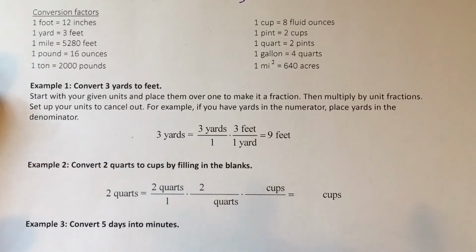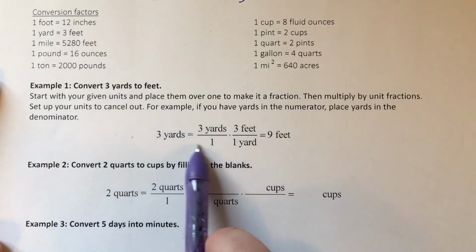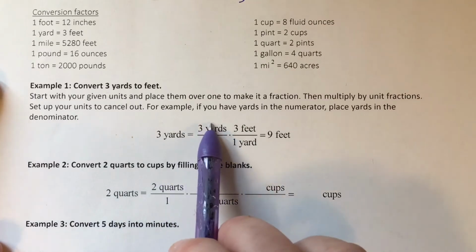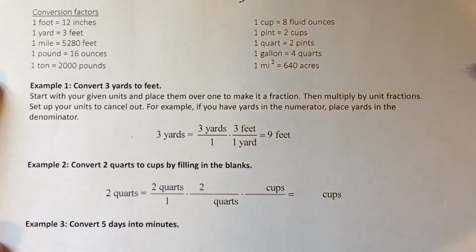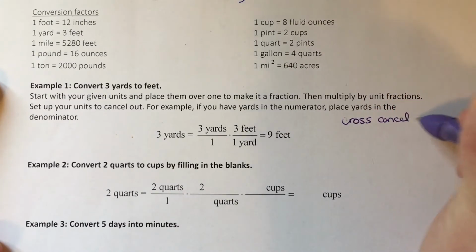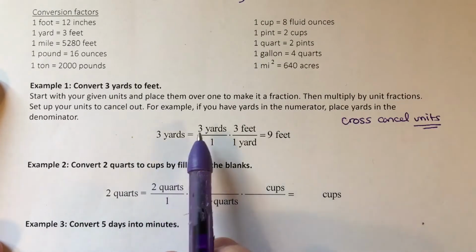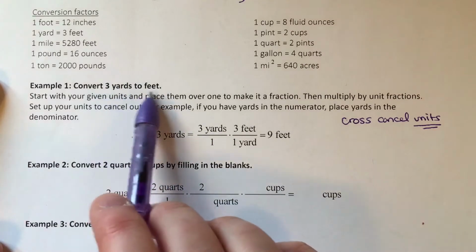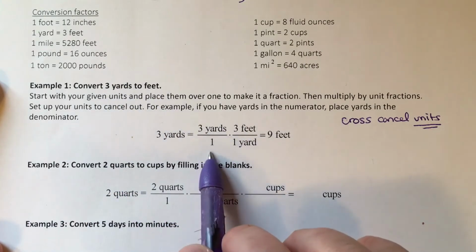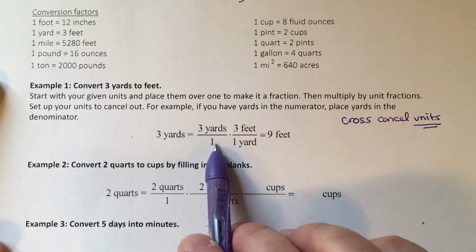In this, we're going to use fraction multiplication. When we multiply fractions, we multiply across the top and across the bottom, but we would always cross cancel first. So with these, we're going to cross cancel our units, not just the numbers, but the units as well. Let's look at this example. It says 3 yards. Since we're converting 3 yards to feet, we start with 3 yards and just put it over 1 just to make it a fraction. I'm not really changing it, I'm just putting it over 1.